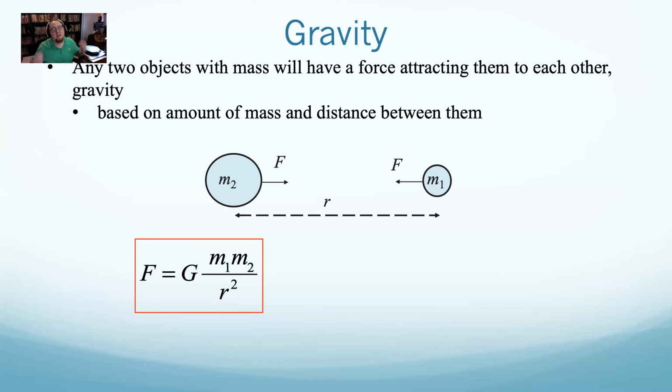Now r is not a radius. It is the distance between the two objects. If they're separated by 1 meter, it's 1 meter. It's the distance between the two objects. m is the mass of the two objects, m1 being one object, m2 being the other.